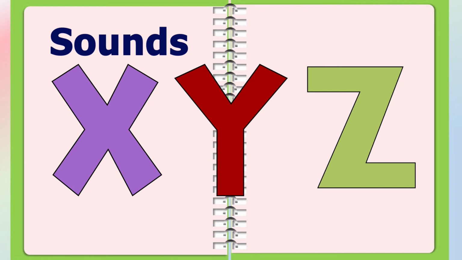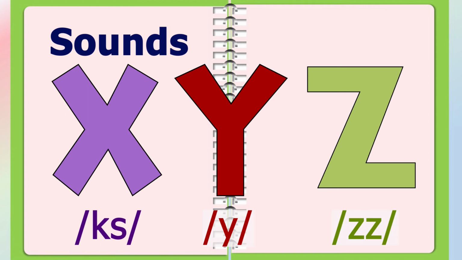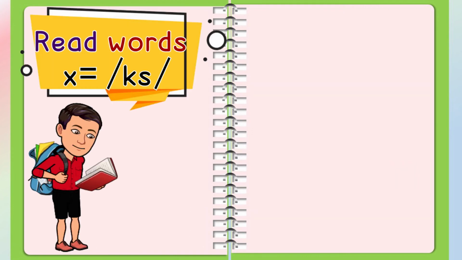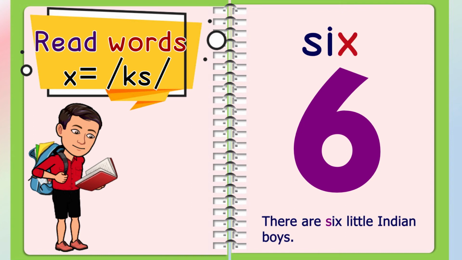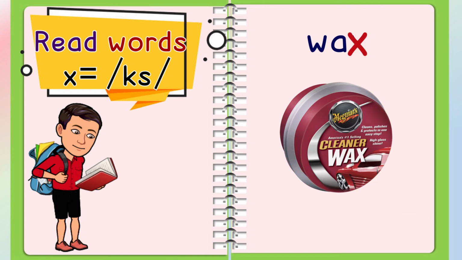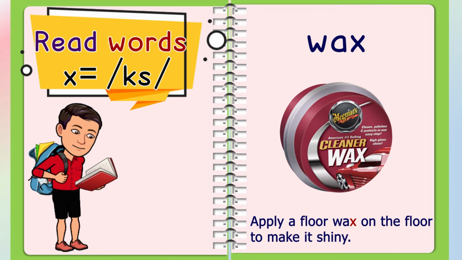Now, let's have more examples of words with X, Y, and Z sounds. Let's read them properly. X, X, 6. There are 6 little Indian boys. X, X, wax. Apply a floor wax on the floor to make it shiny.